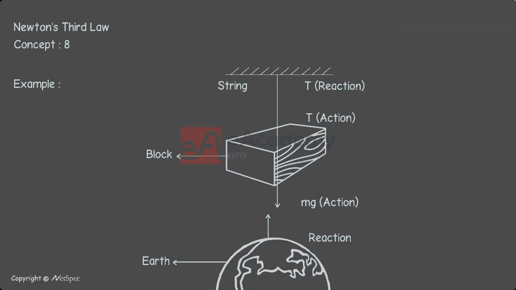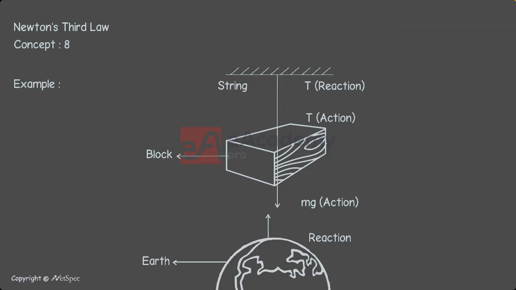Let us again explain that. A block is suspended to a string. Now in this total system, all of us know that the block has mg acting in downward direction and tensional force acts in upward direction. The mg and tensional force are not action and reaction forces. Here, the two forces are equal and opposite forces only.